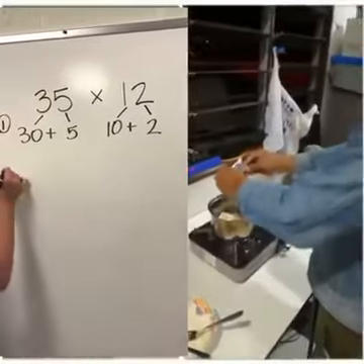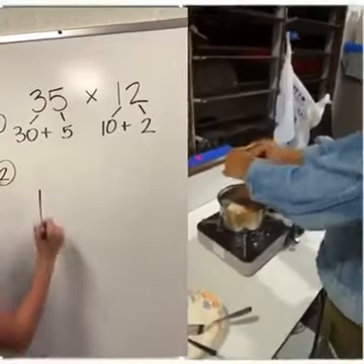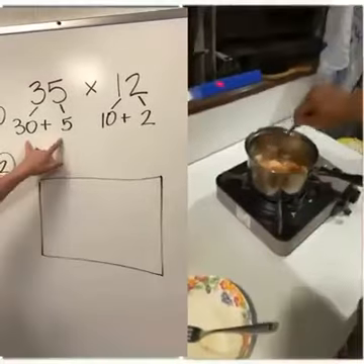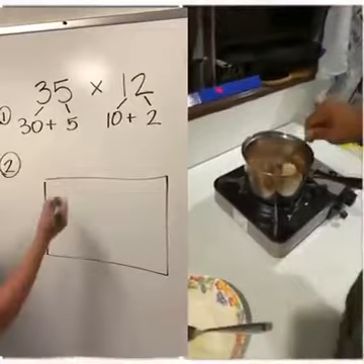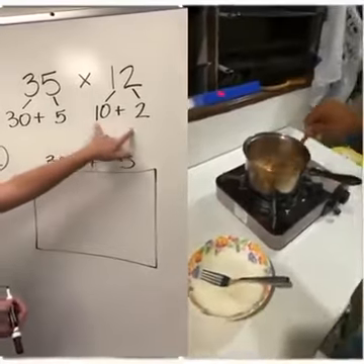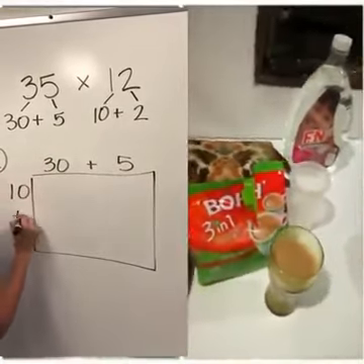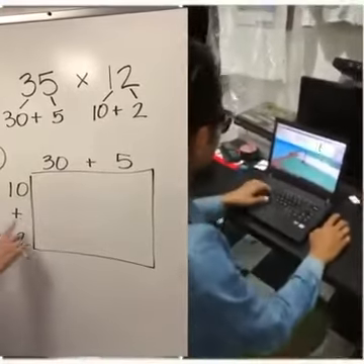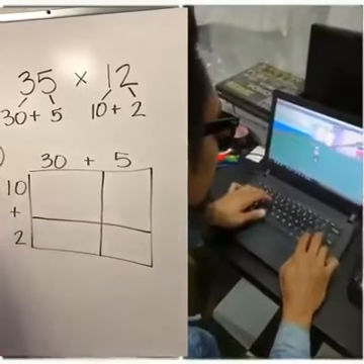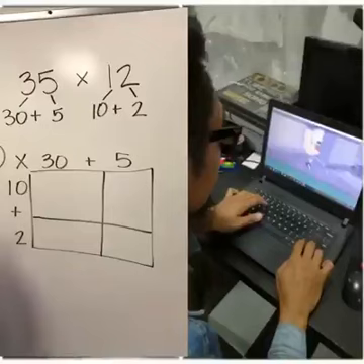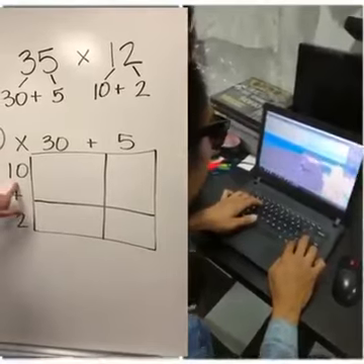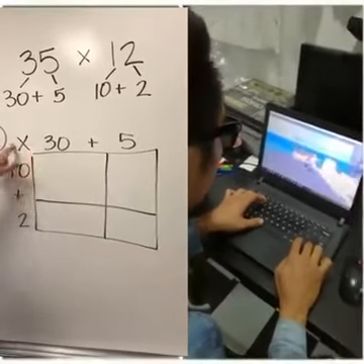The next step would be to draw a large box. Okay, and on this box we're going to put both of our expanded numbers. So on the top I'm going to put 30 plus 5, and on the side I'm going to put 10 plus 2. Where your plus signs are, I want you to draw lines through the middle and down it. And then in the very corner we're still multiplying, so I'm going to put a big multiplication sign. Starting with our very first number on the side, we say 10 times this, 10 times that.